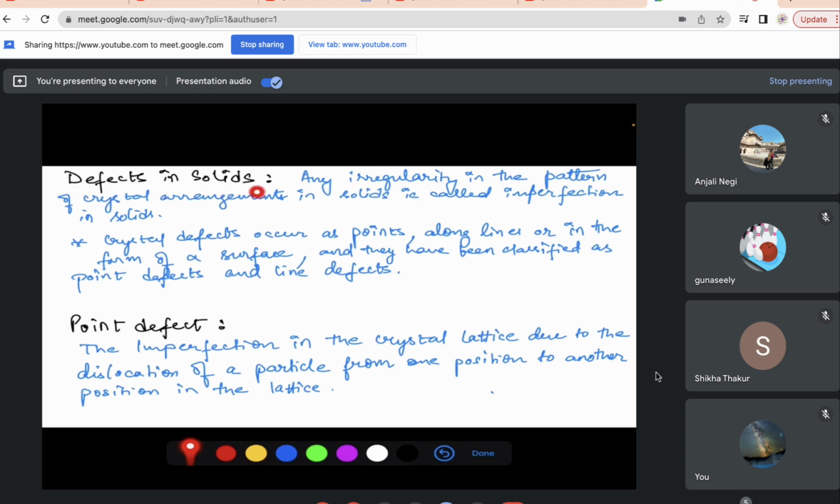Now, defects in solids are any irregularity in the pattern of crystal arrangement in a solid, and this is called imperfection in solids or defects in solids. Crystal defects occur as points, along lines, or in the form of a surface, and they have been classified as point defects and line defects. So we are focusing on point defects. Point defects are imperfections in the crystal that are due to the dislocation of a particle from one position to another position in the lattice.